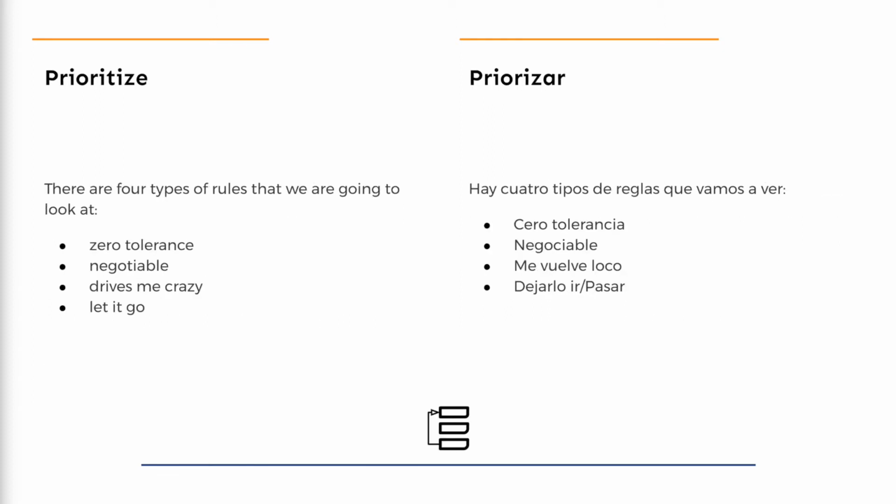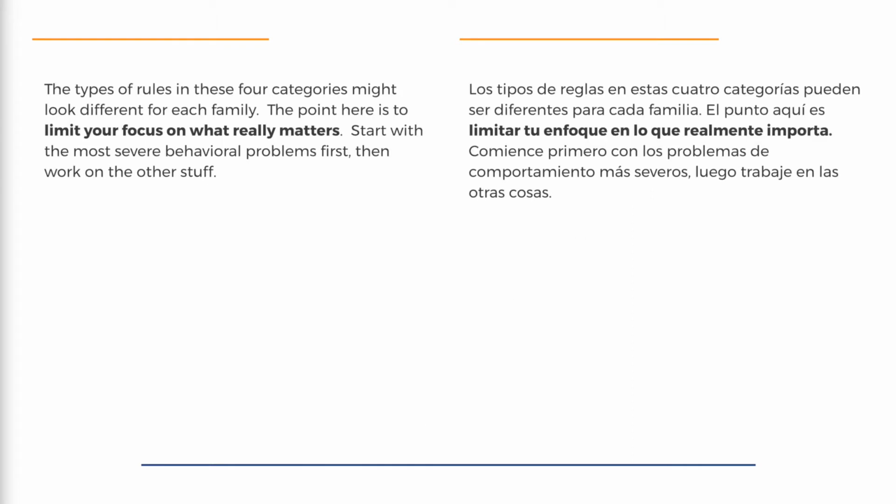Prioritize. There are 4 types of rules that we're going to look at: zero tolerance, negotiable, drives me crazy, and let it go. The types of rules in these 4 categories might look different for each family. The point here is to limit your focus on what really matters. Start with the most severe behavioral problems first, then work on the other stuff.